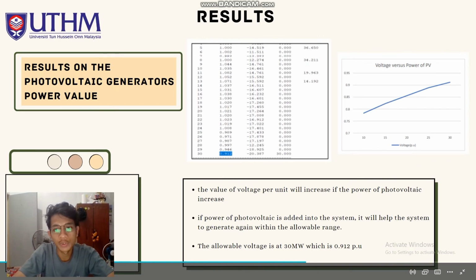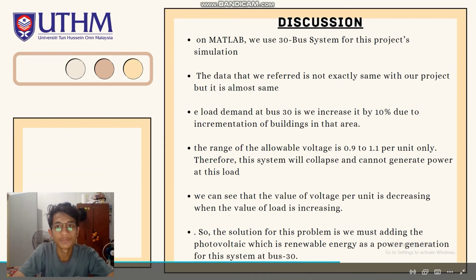Next, the value of voltage per unit will increase if the power of photovoltaic increases. If photovoltaic power is added in the system, it will help the system to generate again within the allowable range, which is between 0.9 and 1.1. So the allowable voltage is reached at 30 megawatt, where the value is 0.912 per unit.